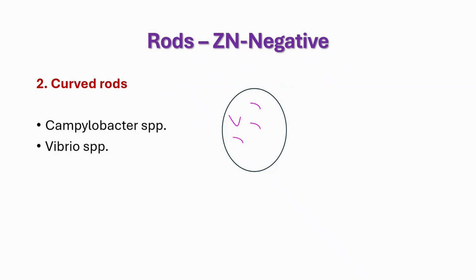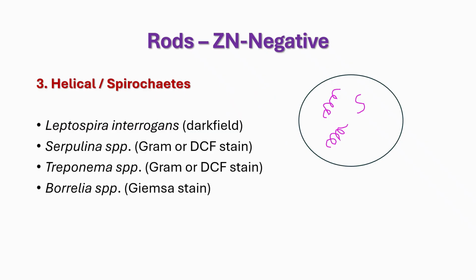Next, under gram-negative rod that is Ziehl-Neelsen negative, is curved rod. So it will look like a curved shape. The bacteria coming under this are Campylobacter and Vibrio species, which are easily distinguished by their unique curved morphology. Next, under gram-negative rod and Ziehl-Neelsen negative bacteria is the helical or the spirochetes.